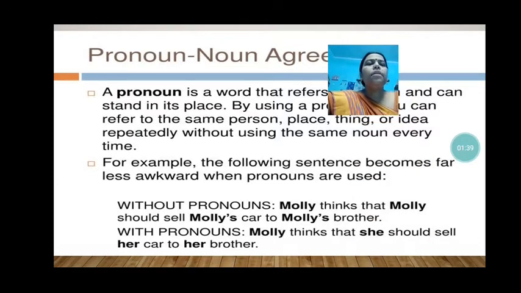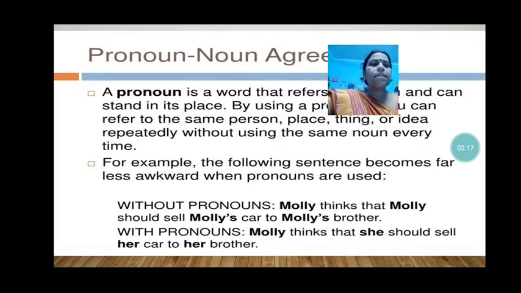For example, the following sentence becomes far less awkward when pronouns are used. See, without pronouns, the sentence: Molly thinks that Molly should sell Molly's car to Molly's brother. What do we see in this? We have to repeat the name Molly again and again. It looks awkward. It doesn't look nice. So instead of that, we can use pronouns.